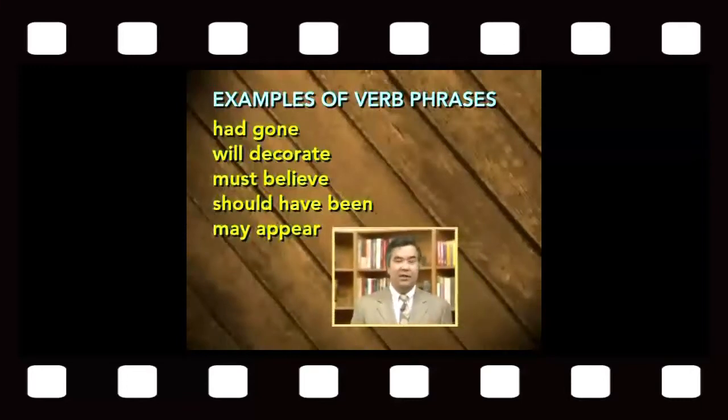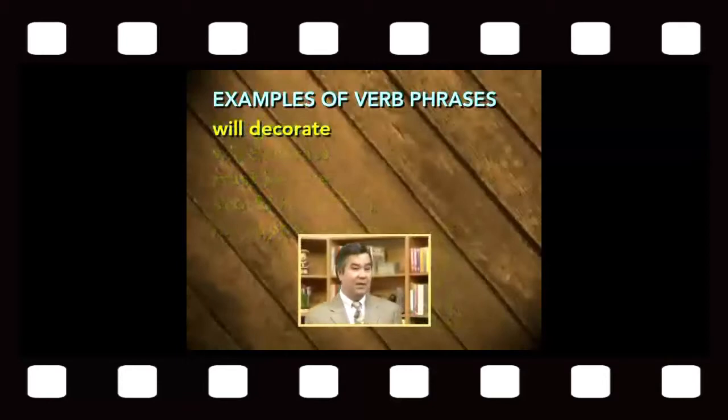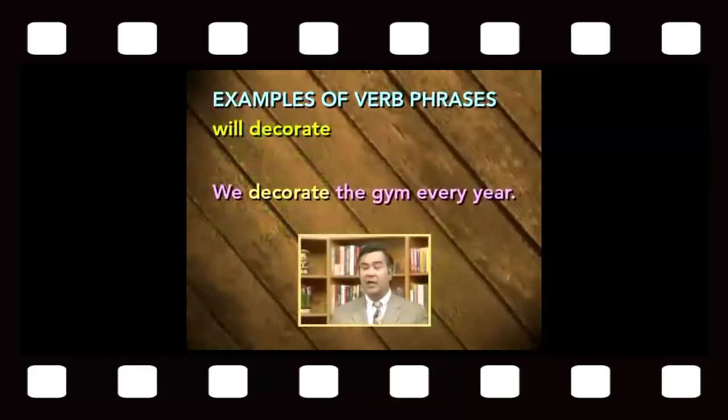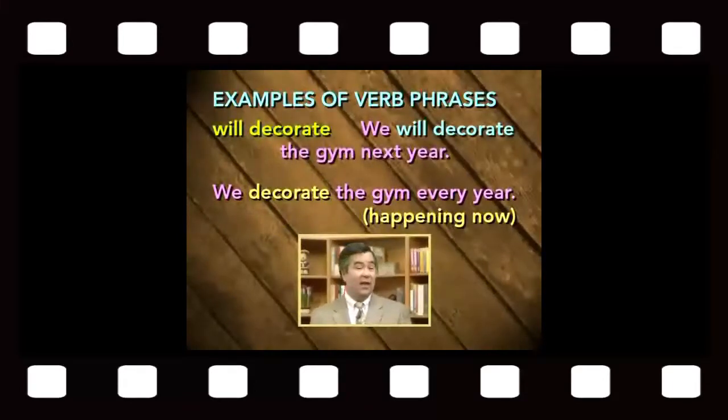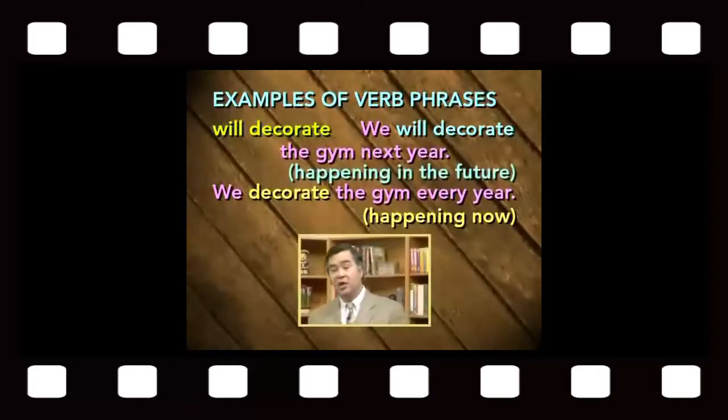Take, for example, the verb phrase, will decorate. When I say, we decorate the gym every year, we're talking about something that's happening now. But when we say we will decorate the gym next year, we're talking about something happening in the future. So the helping verb will changes the meaning of the main verb by expressing a particular time when the event will take place.